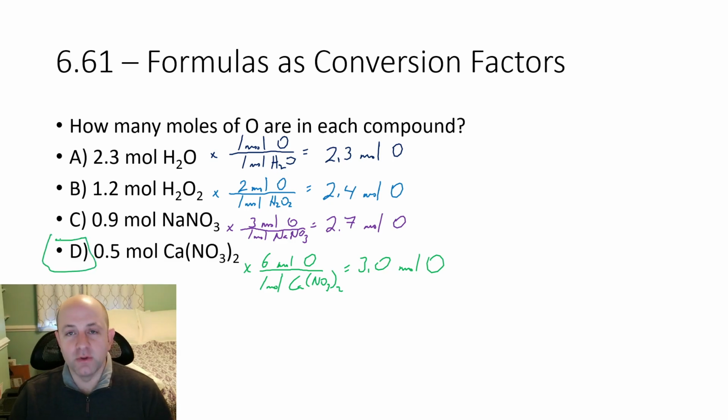Because 3.0 is greater than all the others. But that's the key. If you ever need to go, for whatever reason, between the entire molecule and just part of the molecule, you use the formula. How many of that element are in that formula? And it's a mole to mole ratio. 1 to 1, 2 to 1, 3 to 1, 6 to 1. All right, so that's how we do that one.